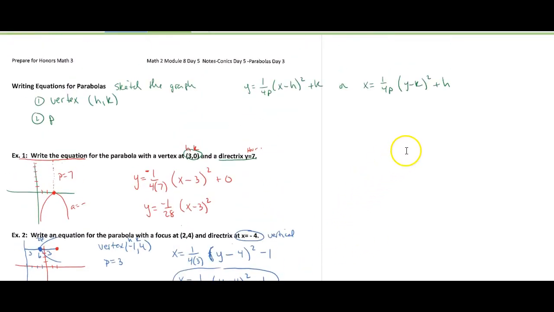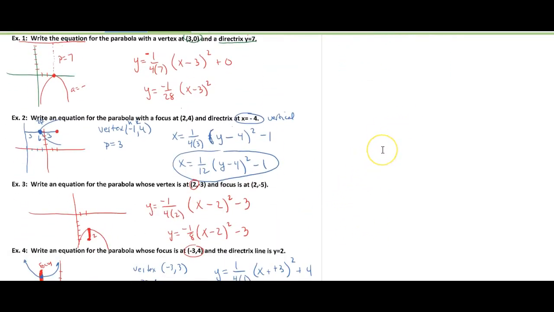So remember, anytime you're doing these, a couple of things you have to remember. Number 1, is this going to open up, down, left, or right? So which equation do I use? Then I have to find p, and then the vertex. And you have to know all that stuff to write the equation.